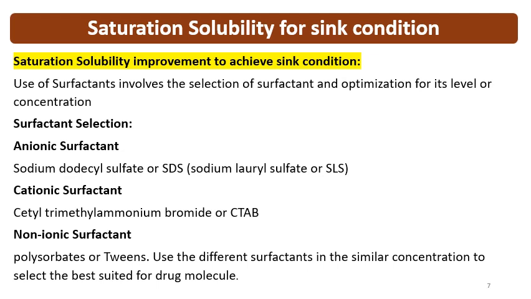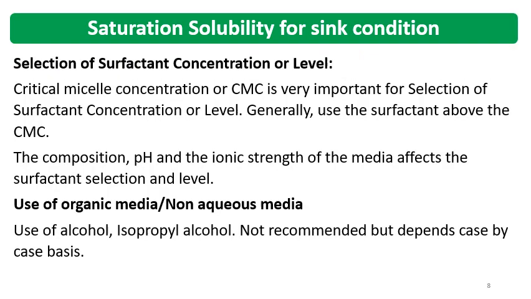For example, take 0.25% of each surfactant and run a dissolution test and see which surfactant is showing the great or better solubility and the dissolution rate. So select that surfactant, and then after selecting the best surfactant, then select the concentration or the surfactant level. So critical micelle concentration or CMC is very important for the selection of surfactant. Generally use the surfactant slightly above the CMC. The composition, pH and the ionic strength of the media affects the surfactant selection and its level or its concentration.